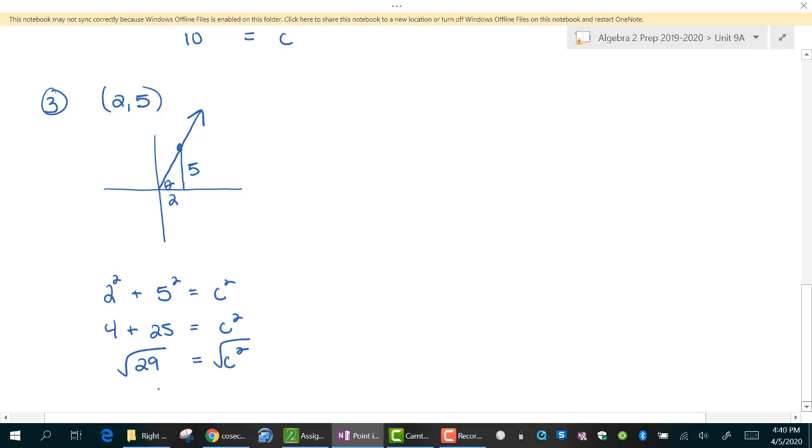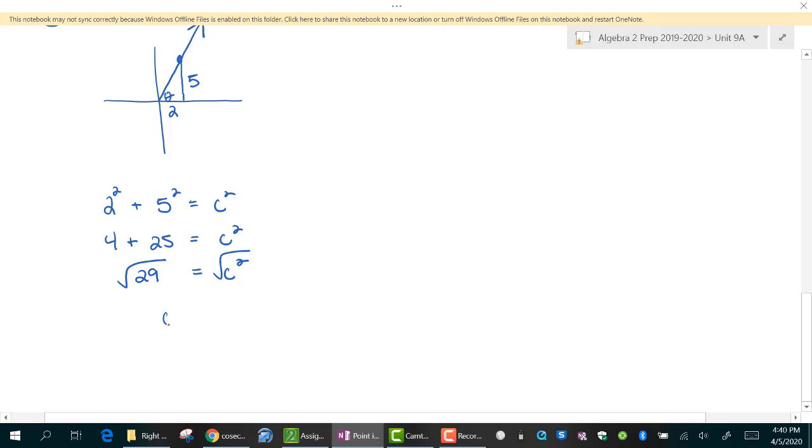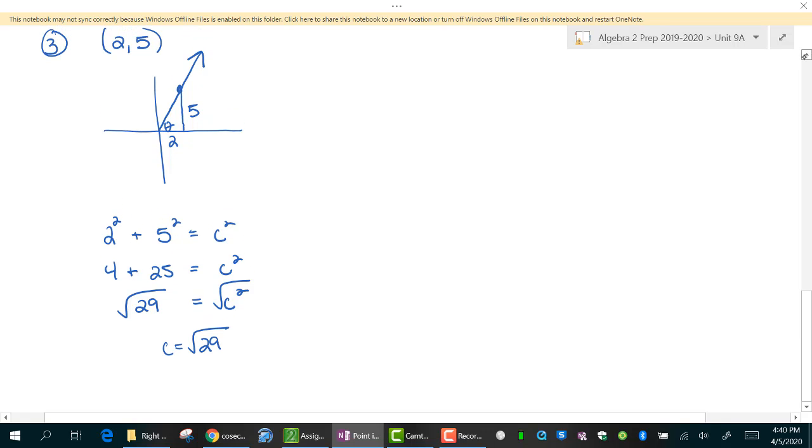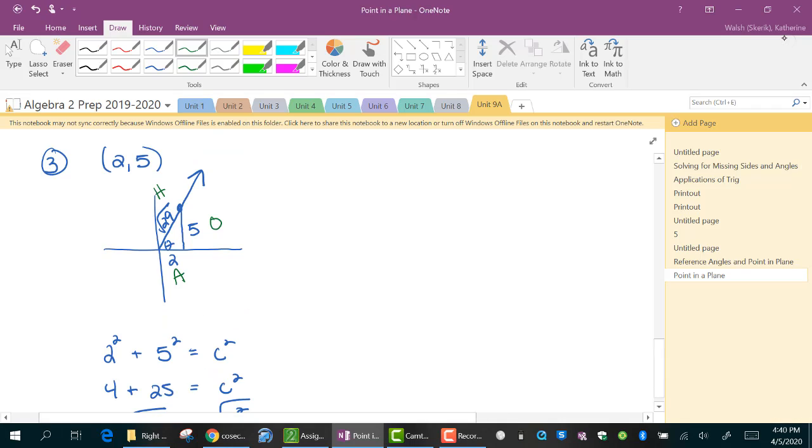But 29 is not a perfect square, and you also cannot simplify this. So I would actually just write this as c equals the square root of 29. And I'm going to put that in my hypotenuse. It might help to make your pictures a little bigger than mine. And then finally, I'm going to label this before I get started. So across from my angle is the opposite. Here's my hypotenuse, and then I have my adjacent.